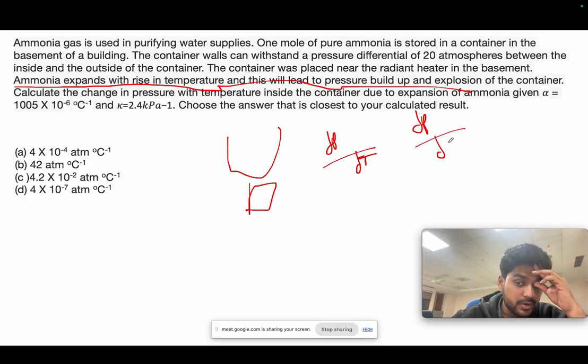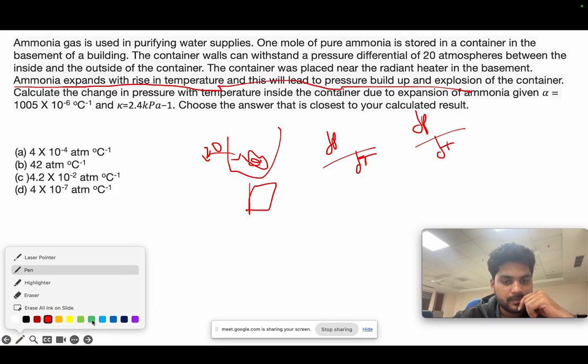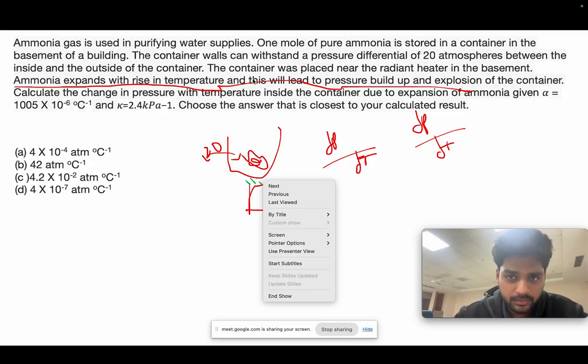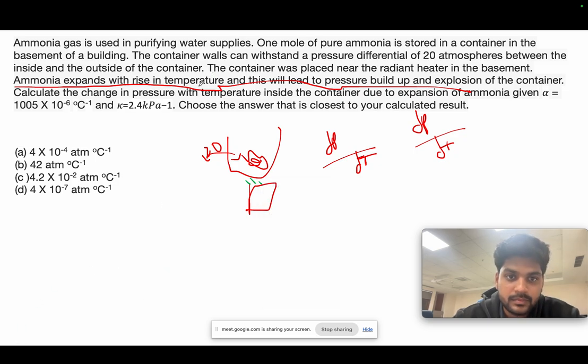The container walls can withstand a pressure differential of 20 atmosphere between the inside and outer side. So suppose it can take up a difference of 20 atmosphere. And what they have done was keep the ammonia in the container as a gas. So inside there is ammonia gas, and they are applying some radiant heat. So you can see the container was placed near the radiant heater in the basement.